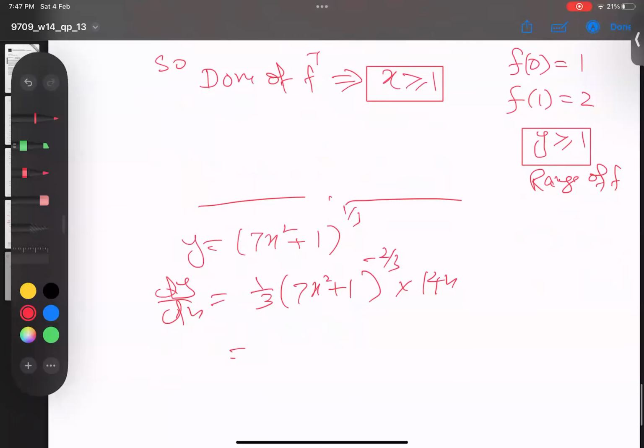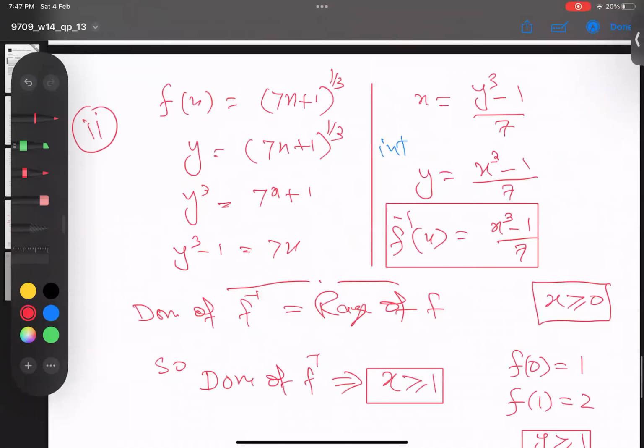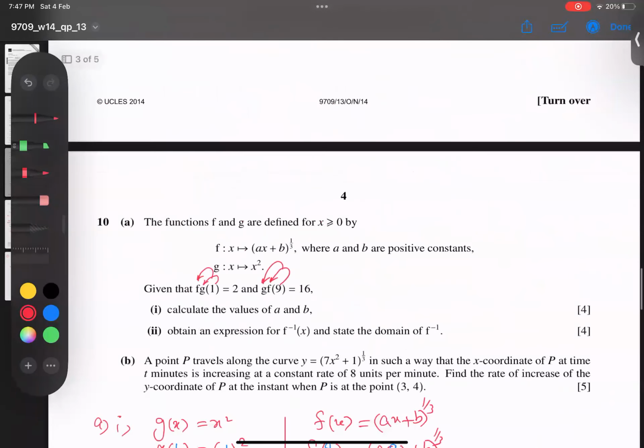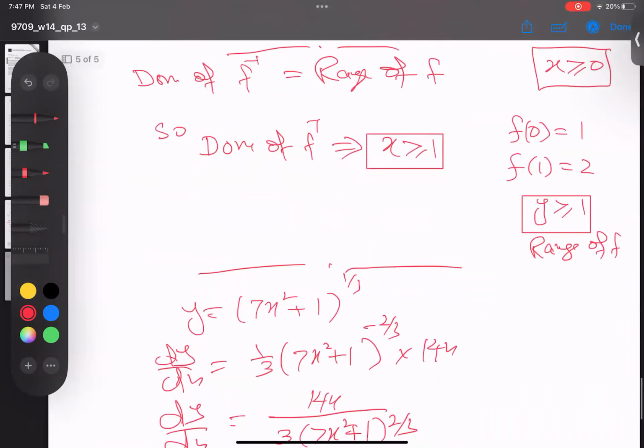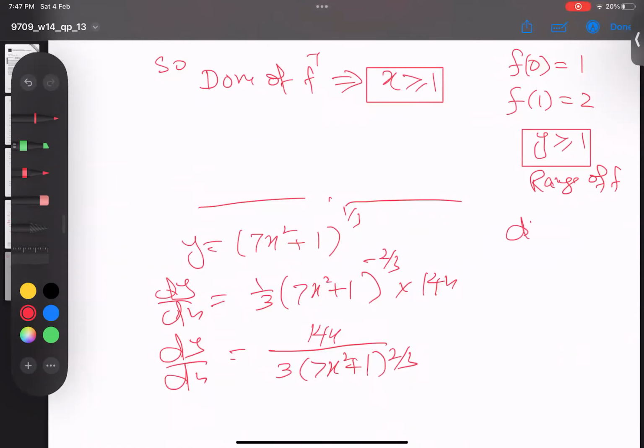And then I get a 3. So dy over dx is 14x over 3 times (7x squared plus 1) to the power 2 over 3. The derivative is done. Further, what is he asking here? Have a look. He's asking to find the rate of increase of the y coordinate. So dy over dt is my target, and dx by dt, I think, is given.